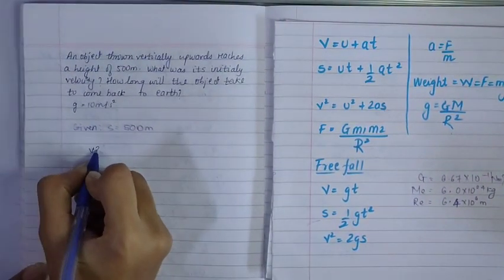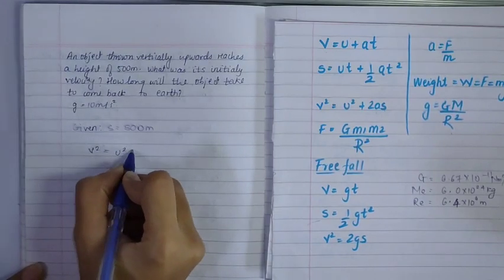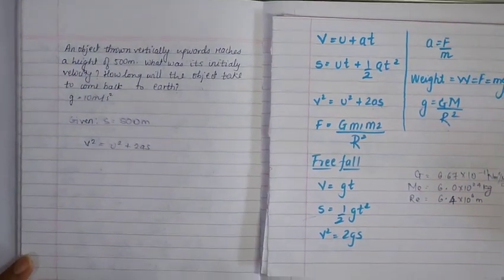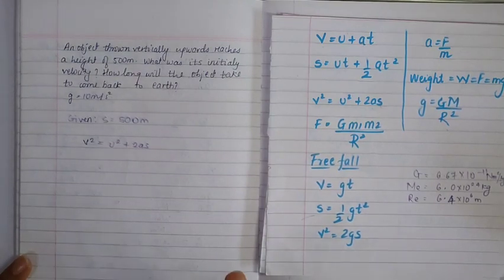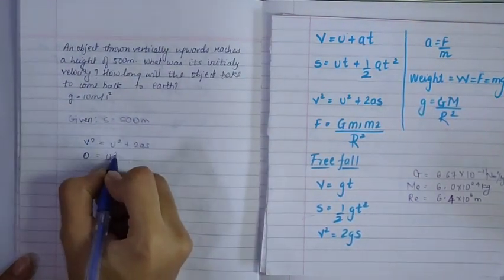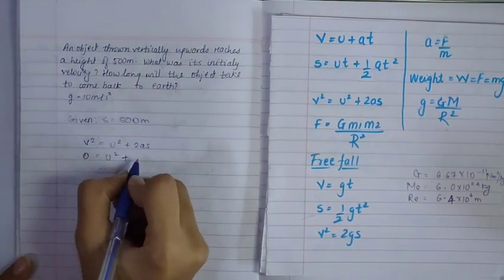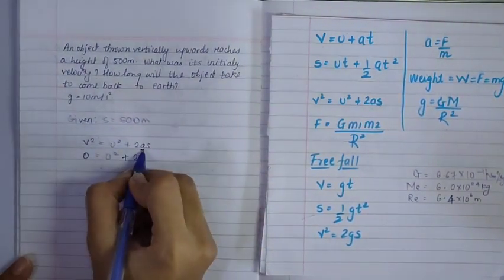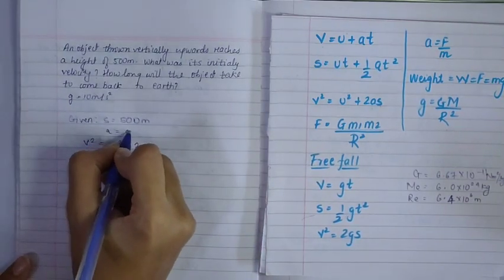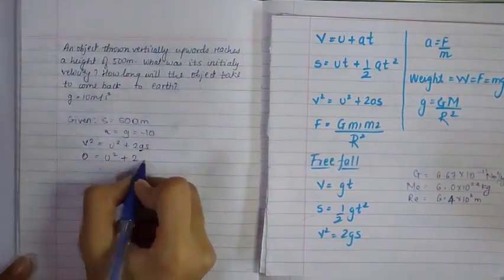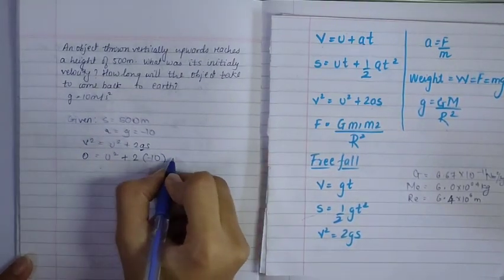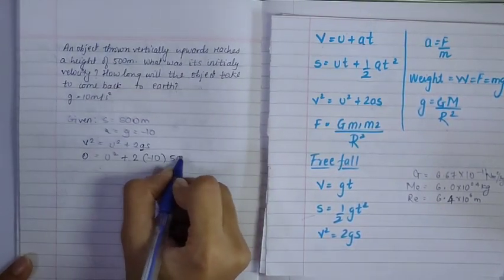So what does it say? V square is equal to U square plus 2AS. Now we know that whenever we throw an object from down to up, its final velocity is 0 and you give the initial velocity to that object. So final velocity is 0. Therefore this becomes 0 is equal to U square, that is what you want to find, plus 2 into A. What is your A? It is your acceleration due to gravity, that is minus 10. So you will substitute minus 10 here and your S is 500 meters.